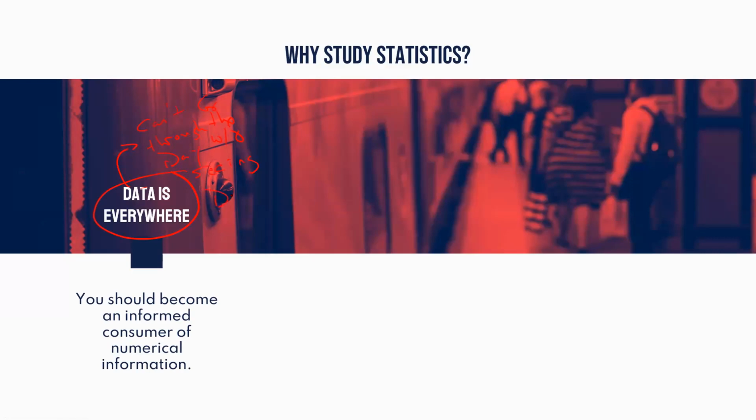You can't open up a newspaper and not see a bar chart. You can't turn on the nightly news. It's an election year. You can't turn on the nightly news and not see some type of information or statistic about polling or approval ratings or what percentage of people is going to vote for who.